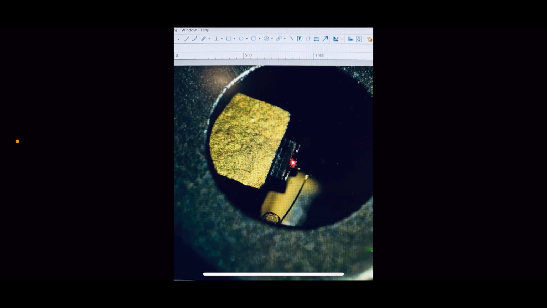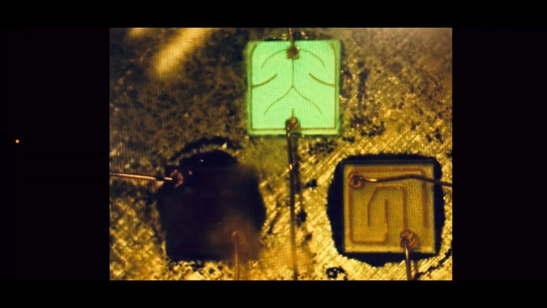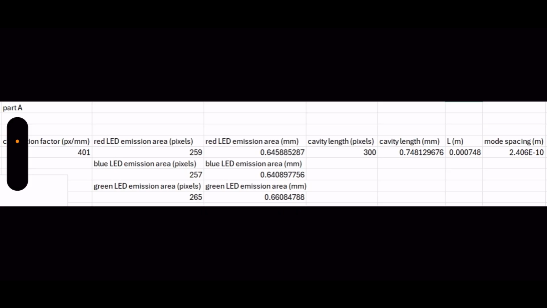Here we have a laser shooting into the microscope, the cavity we measured, the green, blue, and red LEDs, their calibration factors, the emission areas, and a reasonable mode spacing.